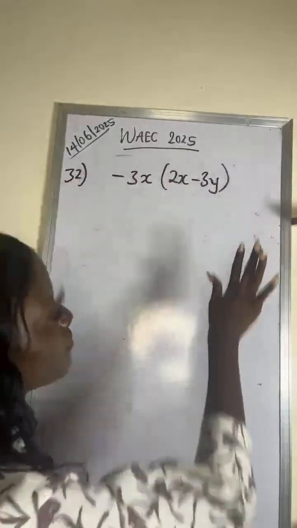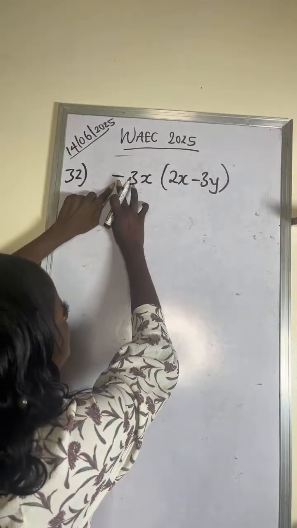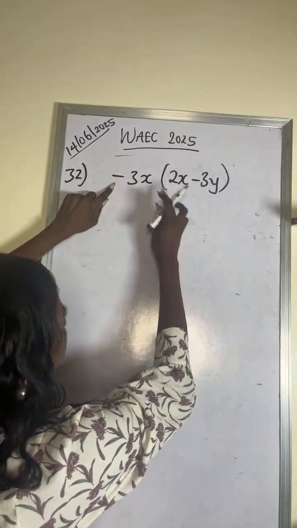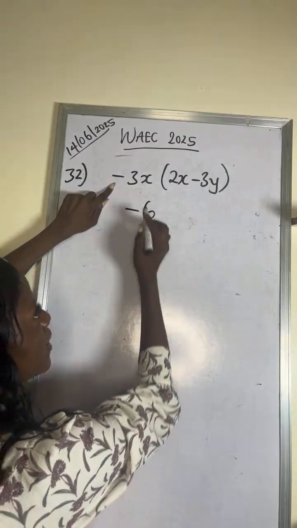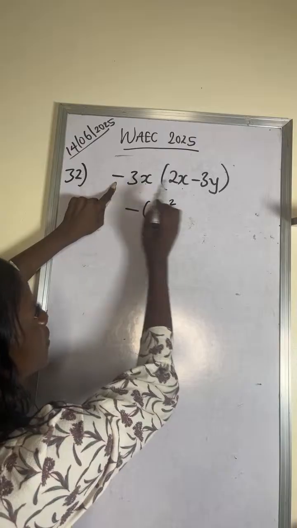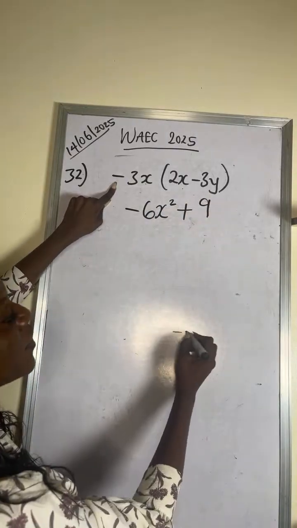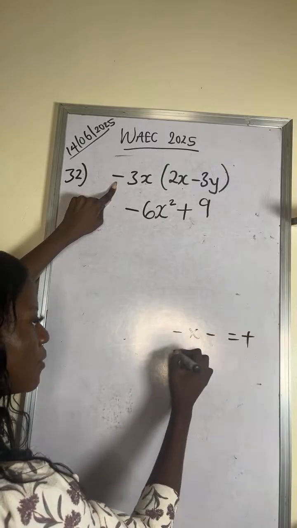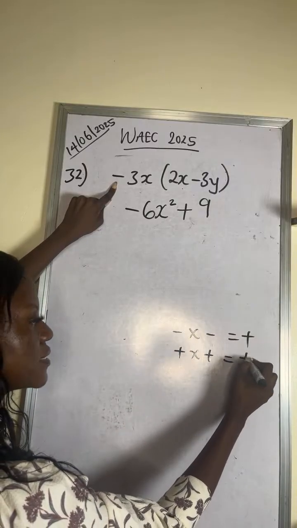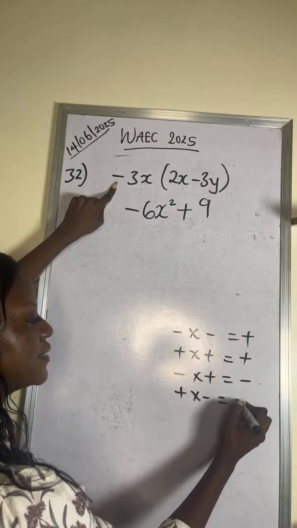So expansion means open the bracket, okay? So you have minus 3 times 2, minus 6, okay? X times x, x squared. Minus 3 times minus 9, that's plus 9, because minus times minus is plus, plus times plus is plus, minus times plus is minus, plus times minus is minus.